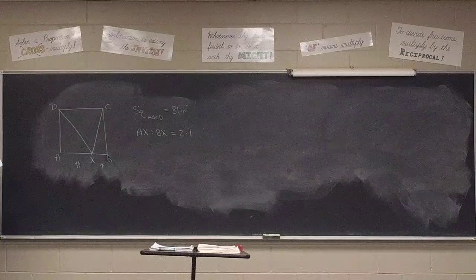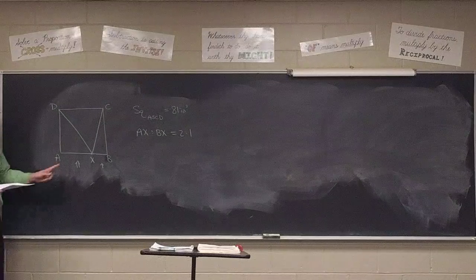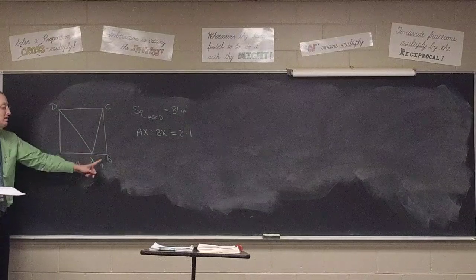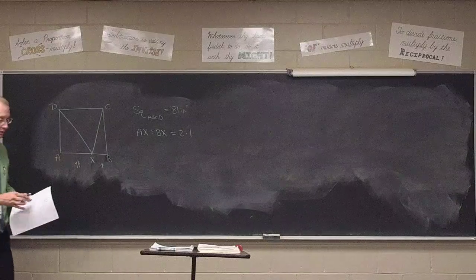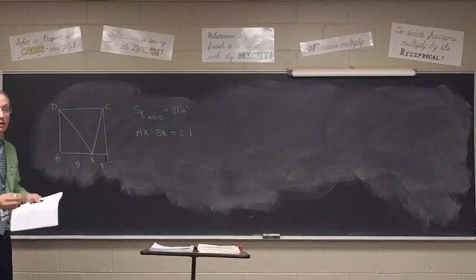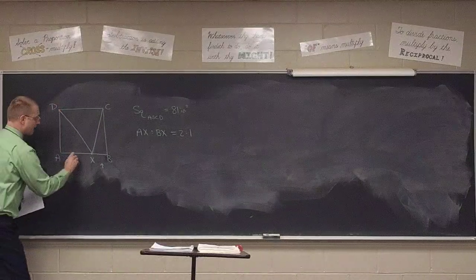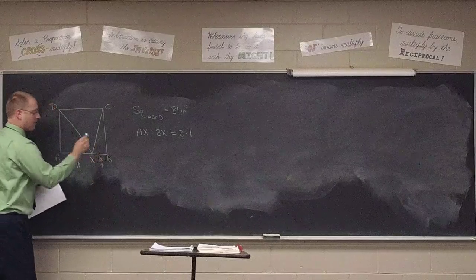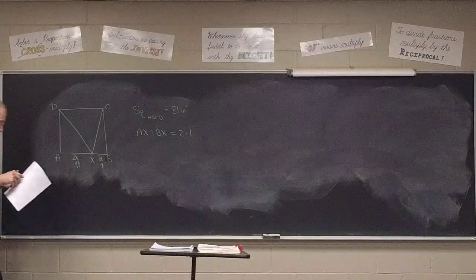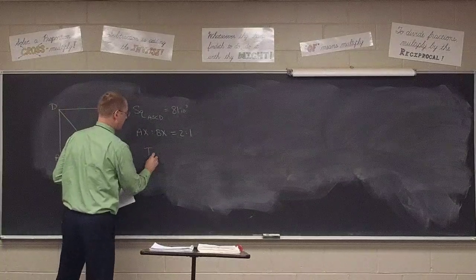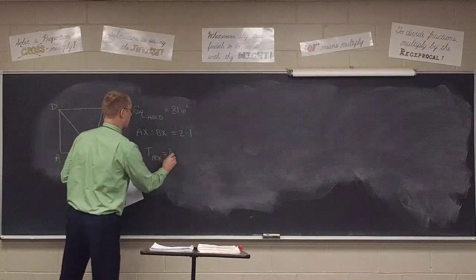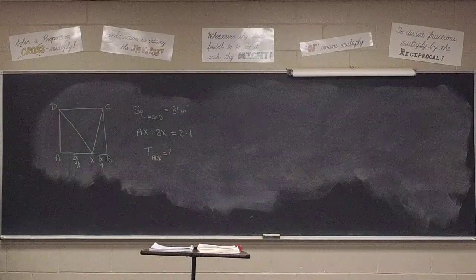Well, if they're in ratio 2 to 1, how might I represent these 2 pieces? Genesis? Right, I could call them 2x and 1x if I so desired. And then the question is, what is the area of triangle ADX? Well, let's start with the first piece of information.